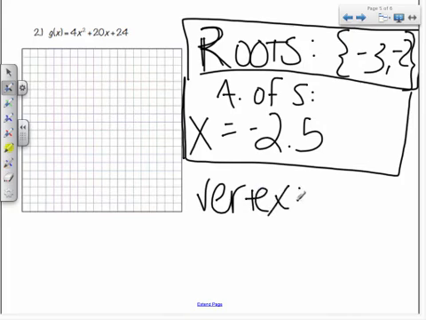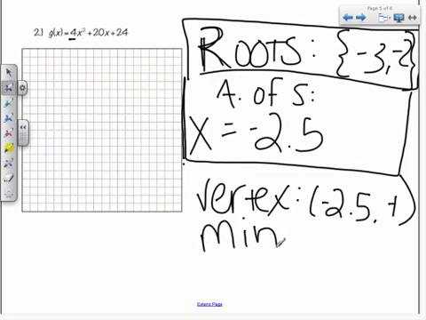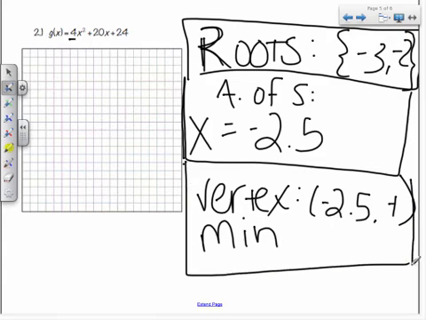And I'm going to look at my a value, which is 4, which means that it opens up. It's a happy vertex. It's a smiley face, which means that this is going to be a minimum. The last piece of information that's going to be helpful is the y-intercept.